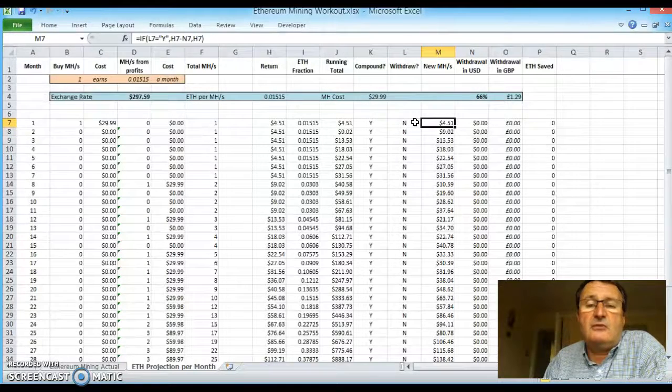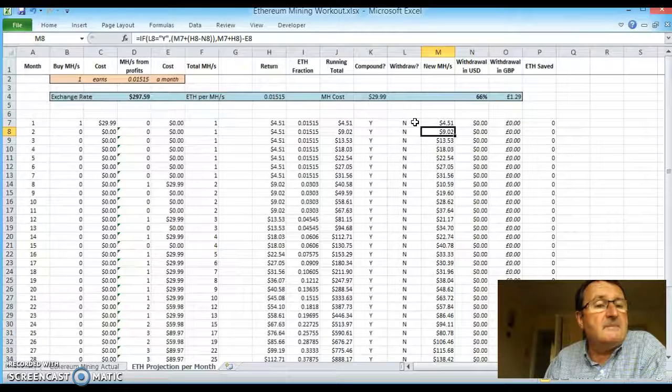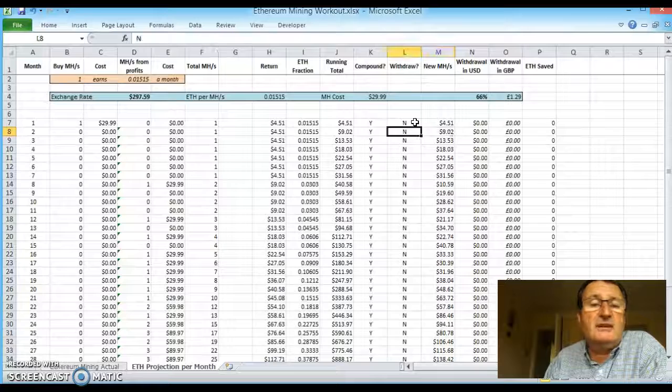So the amount of money going forward to buy new mega hash is going to be $4.51 because we're going to compound everything. And bearing in mind the cost is $29.99, we can't afford new mega hash yet. So as the months go by, it'll just build up. We'll earn another $4.51 the month after. We can see the monthly earnings, $4.51, $4.51, $4.51, and so on.